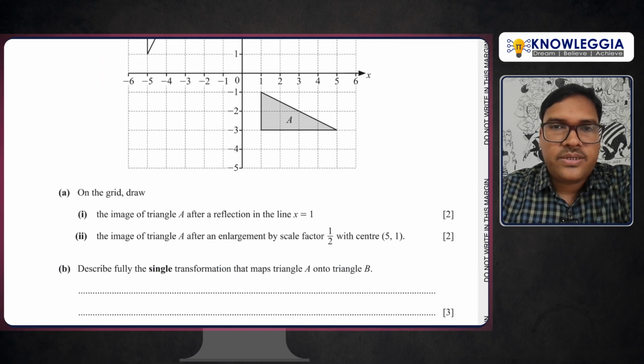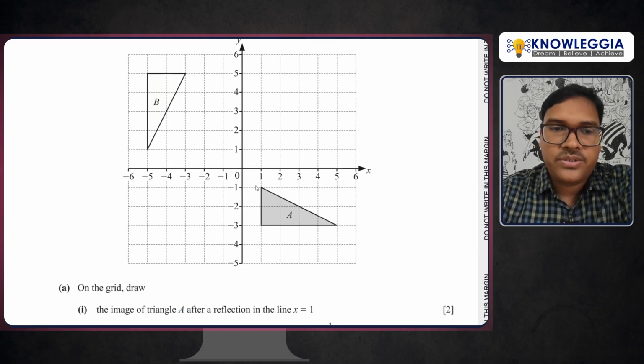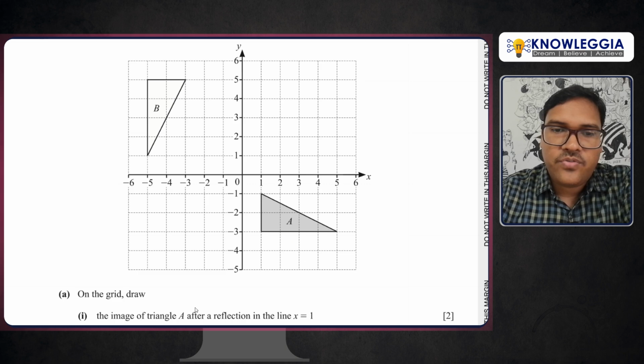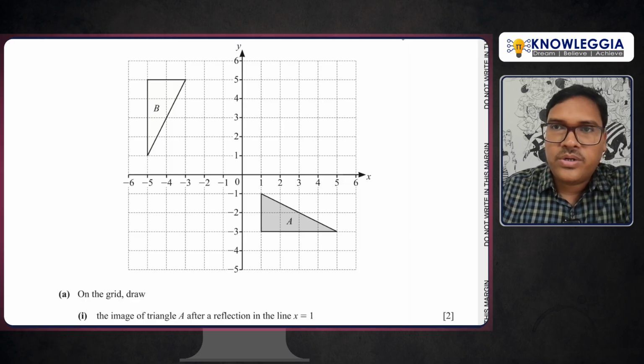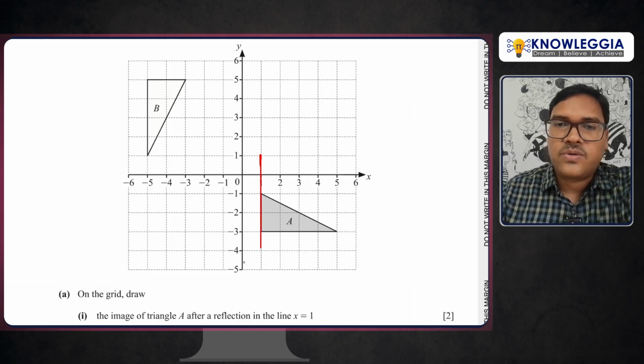Okay. So now let's move to the next question. Here we have a question on transformation. On the grid, draw the image of A after reflection in the line x equal to 1. So you have to draw the image of A after reflection in the line x equal to 1. So let's draw this. What is the line x equal to 1? This is the line x equal to 1, a vertical line like this, right? Now you have to take the image of this A about this line.